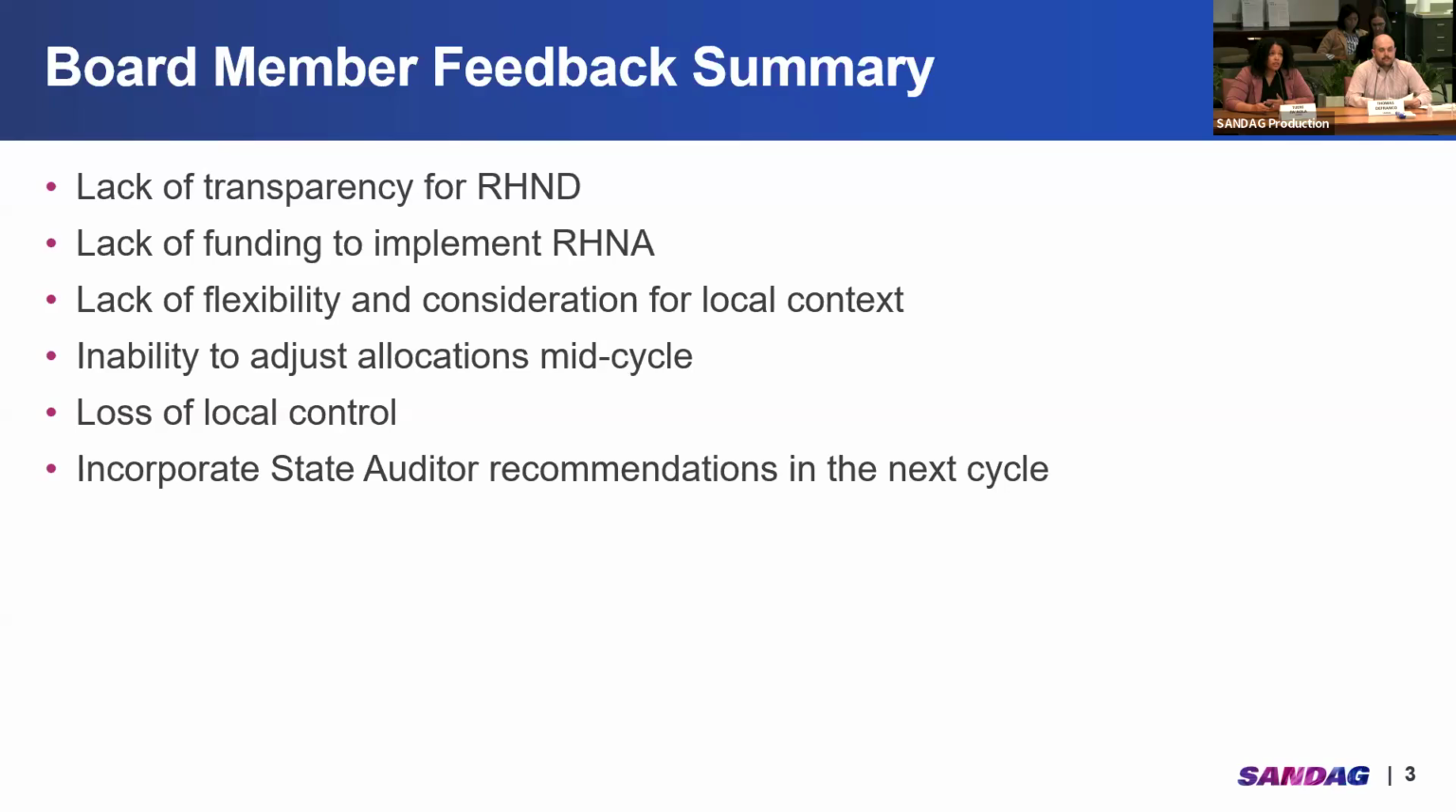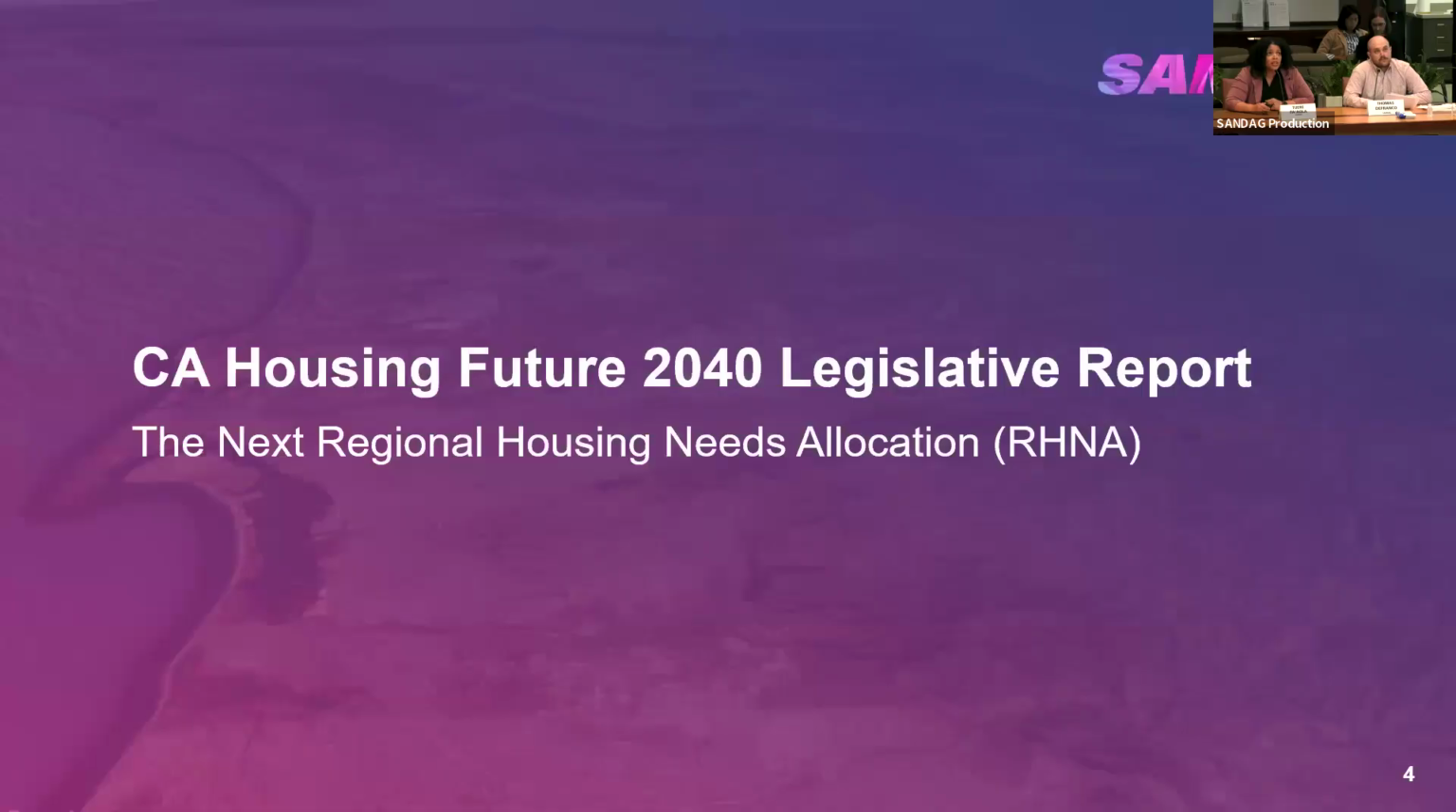And then really some of what the board feels is also frustrations around the lack of flexibility for local context, inability to adjust mid-cycle, local control. And then they really wanted to understand from the state auditor's recommendations how those are being integrated into the reports. So that was the feedback that we heard from our board that was given directly to HCD. Very shortly after that meeting, the very next month, they released their report that they've already submitted to the legislature. And so today we want to walk you through that a little bit.